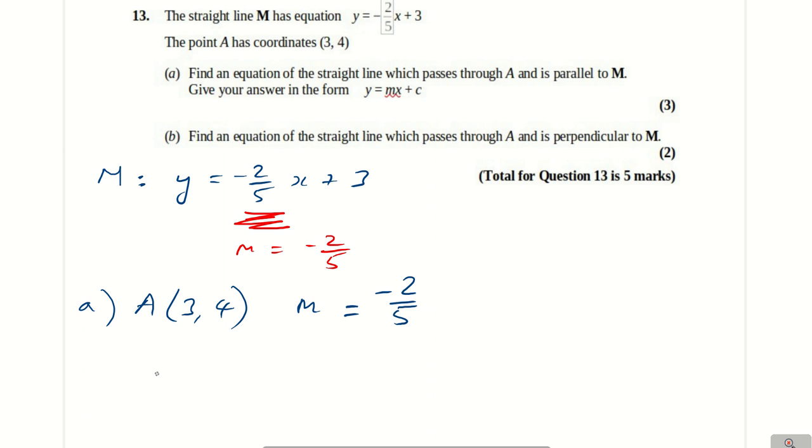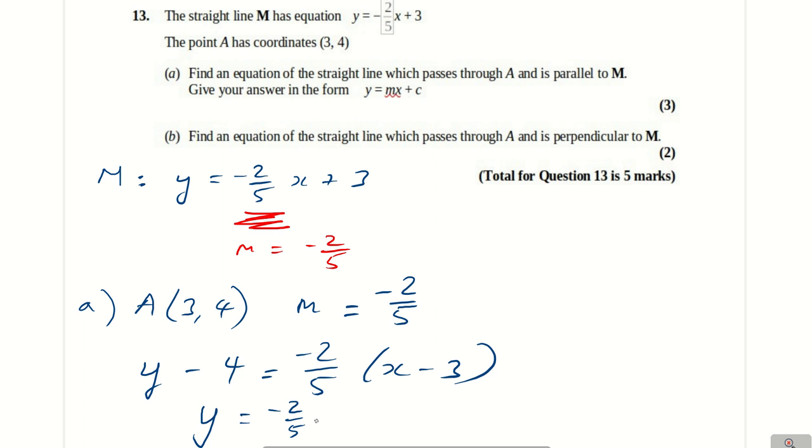Now, because it's parallel, we know that the gradient will also be equal to minus 2/5. So to find the equation of the line, we just do y minus 4 equals minus 2/5 of x minus 3. We want it in the form y equals mx plus c, so really we're going to have to multiply out the right hand side and add 4. So y equals minus 2/5 x plus, and that's going to be 6 over 5, and then plus 4.